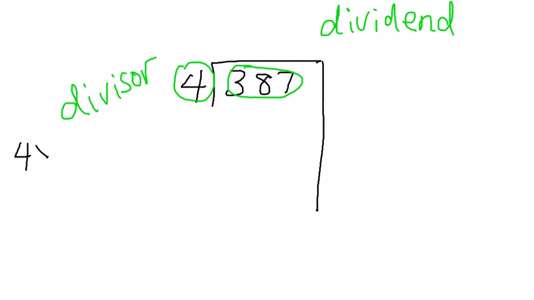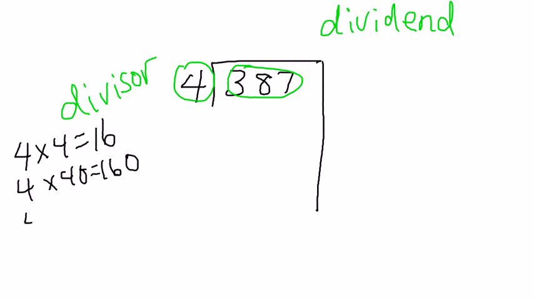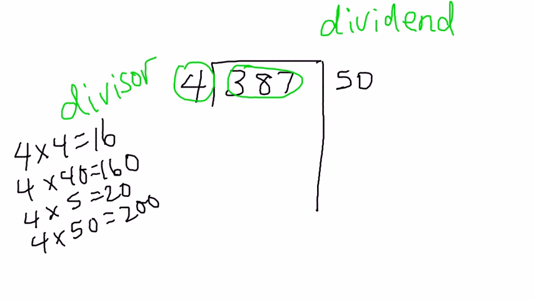I know that 4 times 4 is 16, so then 4 times 40 would be 160, and that's not up to 387. I think I can go higher. I know that 4 times 5 is 20, and so then 4 times 50 is 200, and that's getting me closer to 387, so I think I'm going to go with that. 4 times 50 is 200, and now I subtract, and I have 187 left over.